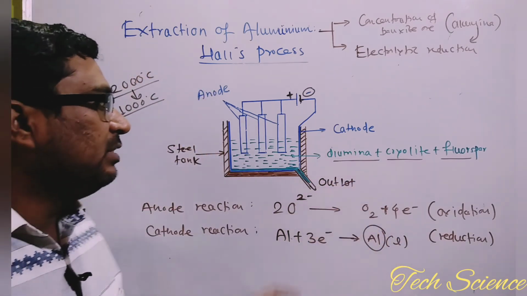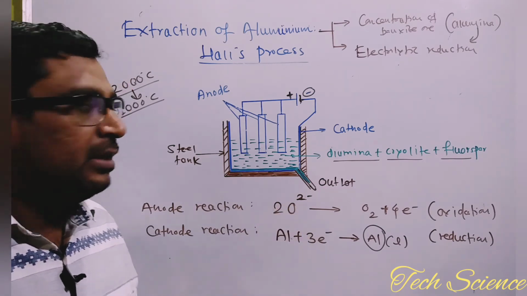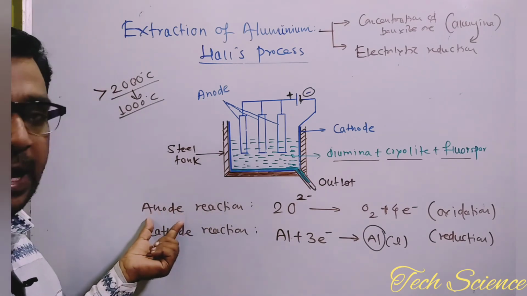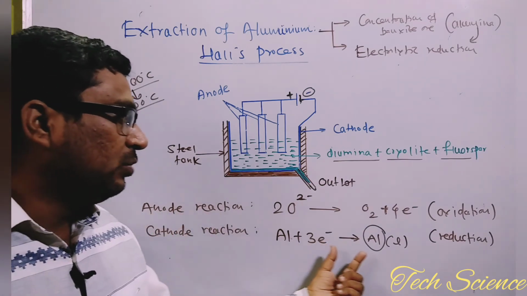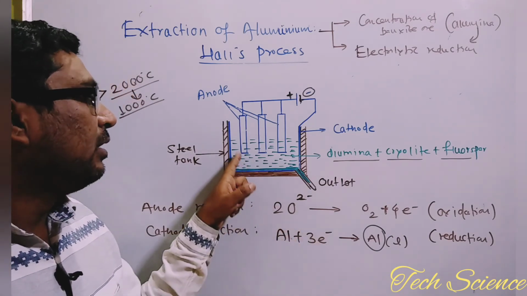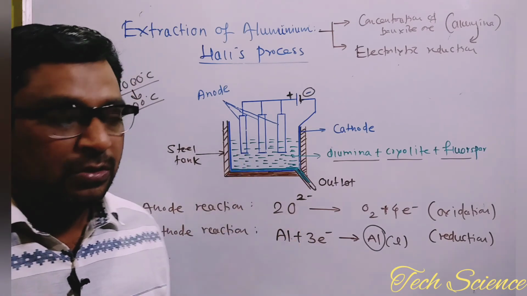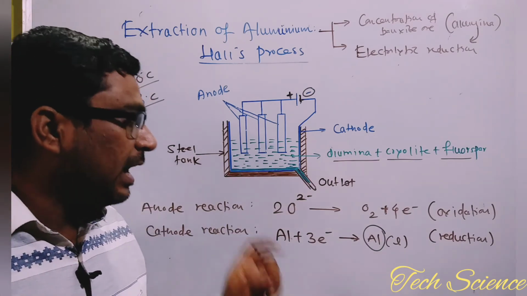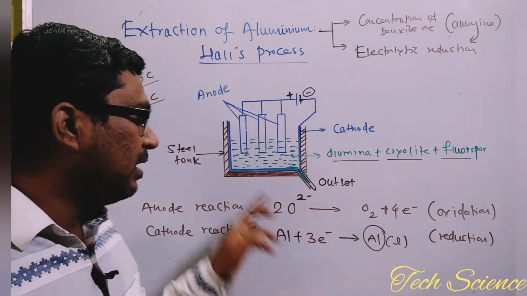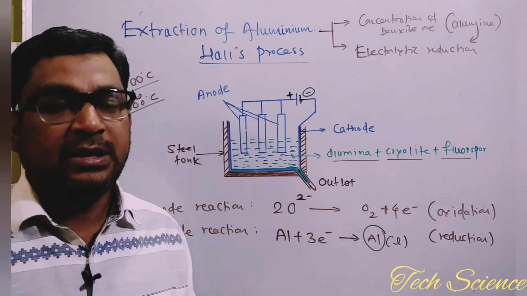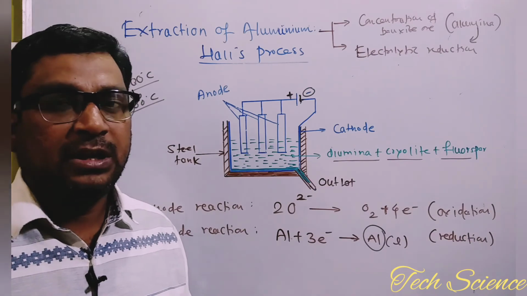So exactly during this electrolysis process, what happened here? After passing electric current, oxygen gas is liberated towards the anode, and at the cathode region the reduction reaction occurs and the aluminum gets collected near the cathode. Because of the heavier property of this aluminum compared to the electrolyte, it is finally collected at the base region, and through this outlet we collect the aluminum. So this is the complete procedure.